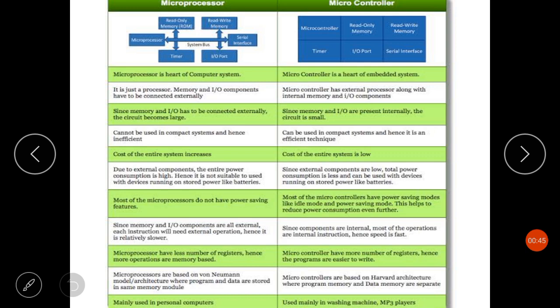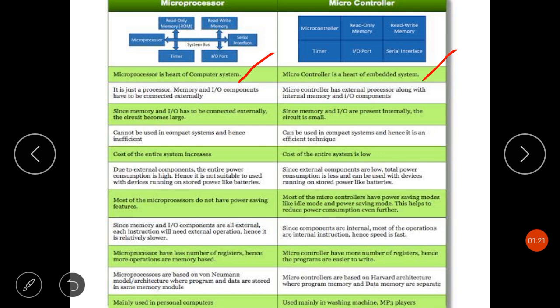To start with, as I've already told you, what is a microprocessor? It is basically the heart of a computer system. It is just a processor, very small in size, and that's why the name is microprocessor. So it is just a CPU, or you can say just a processor. Whereas a microcontroller is the heart of an embedded system. Any embedded system will have a microcontroller, whereas a computer system will have a microprocessor.